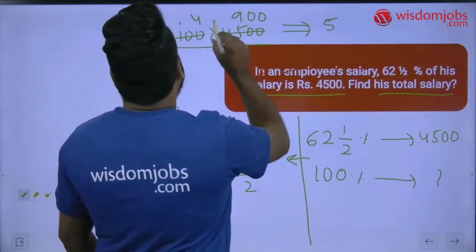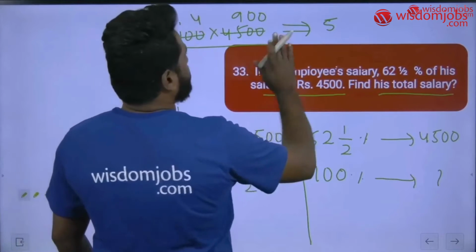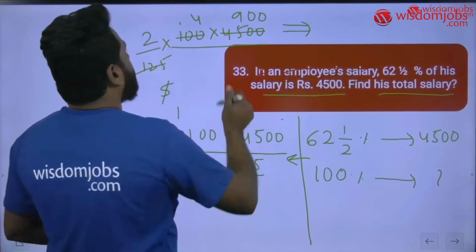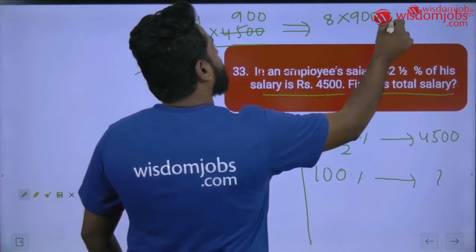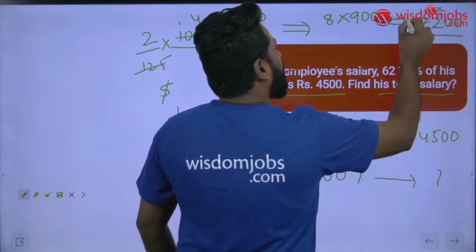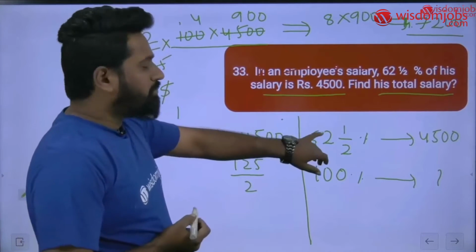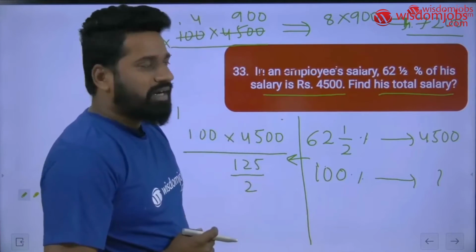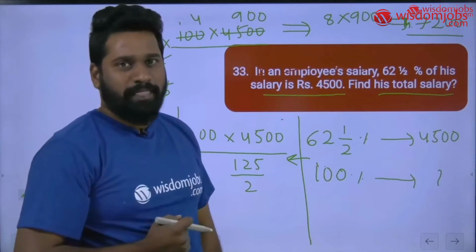So how much is it? Right, 2 4s are 8, 8 into 900 you can write. So 8 9s are 72, so it becomes 7,200 rupees. That is the salary of that employee. Is it clear all of you? Simply 62.5% value is given, you have to find 100% value, right? From that you are getting 7,200 as his salary, right?